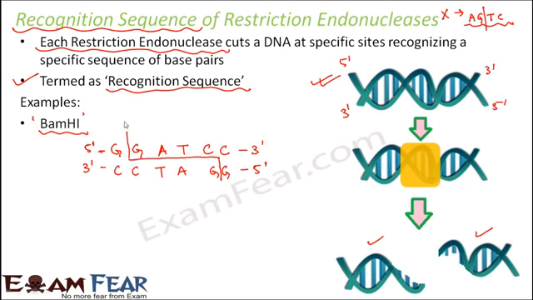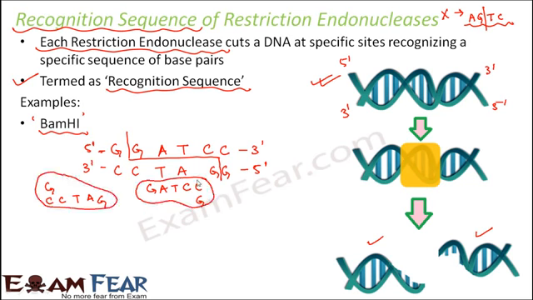What happens? These are the two parts into which the entire DNA strand is broken. So the DNA strand will get broken into two parts. One part would be GCCTAG and the other part would be GATCCG. So this is how the DNA will be cut.